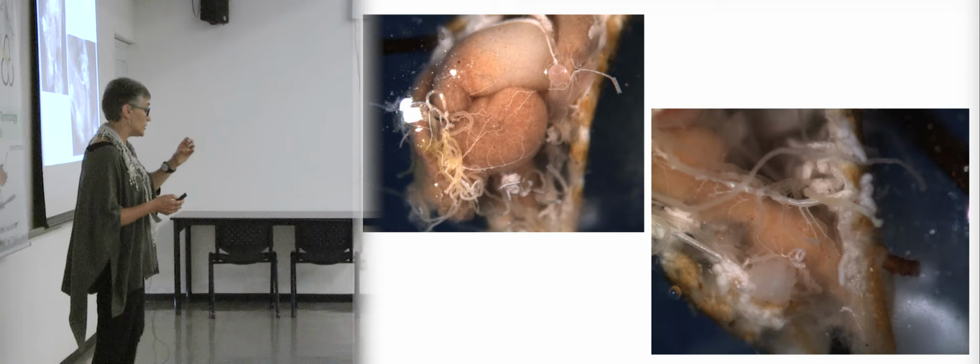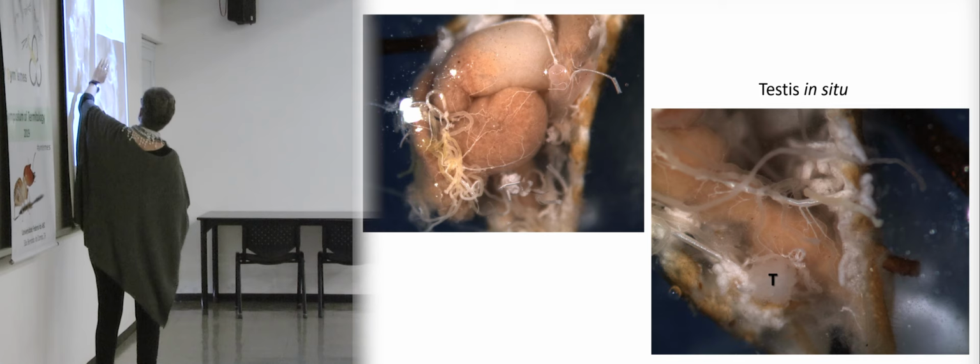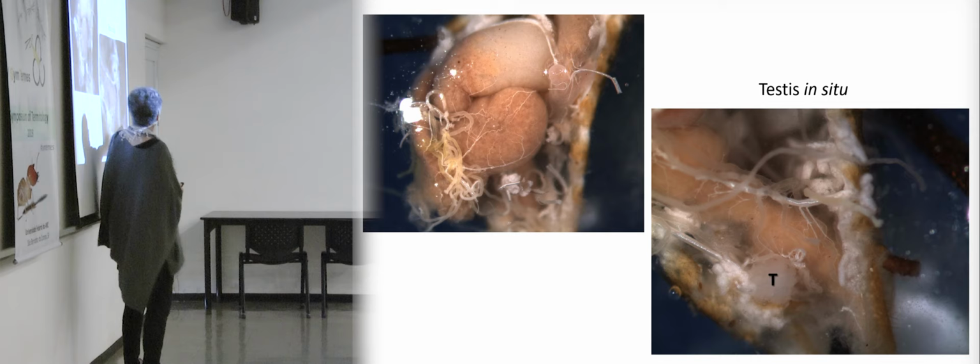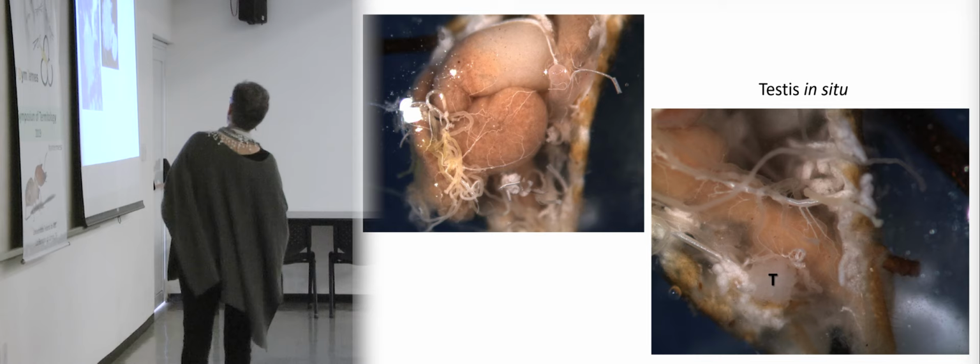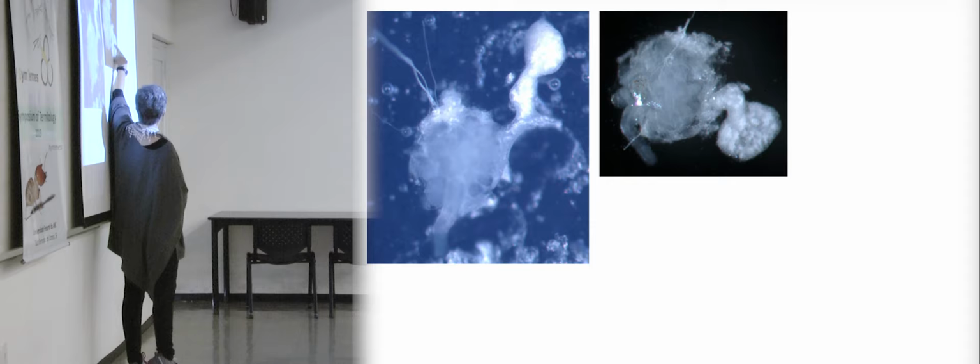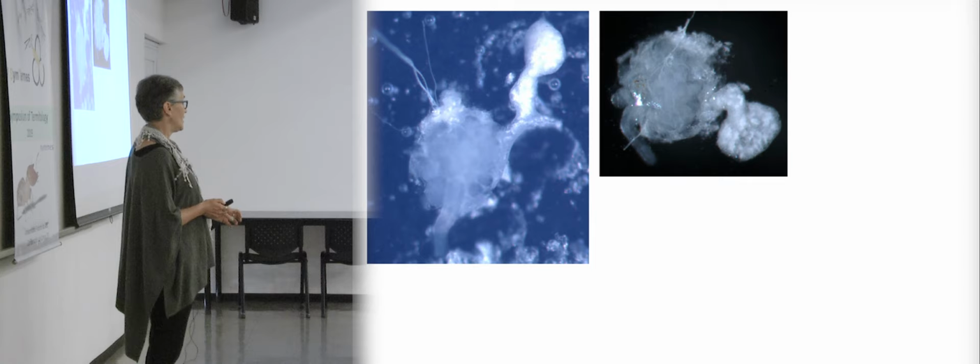This is the testes. What you have to learn to do is take the gut and fold it towards the left, upwards, and then these little things appear somewhere there. Okay, so these are testes. This is the accessory gland here and here. Now what I have learned is that the testes, amazingly enough, are super sturdy. You can pick them up with the hardest forceps ever, and they will not break.